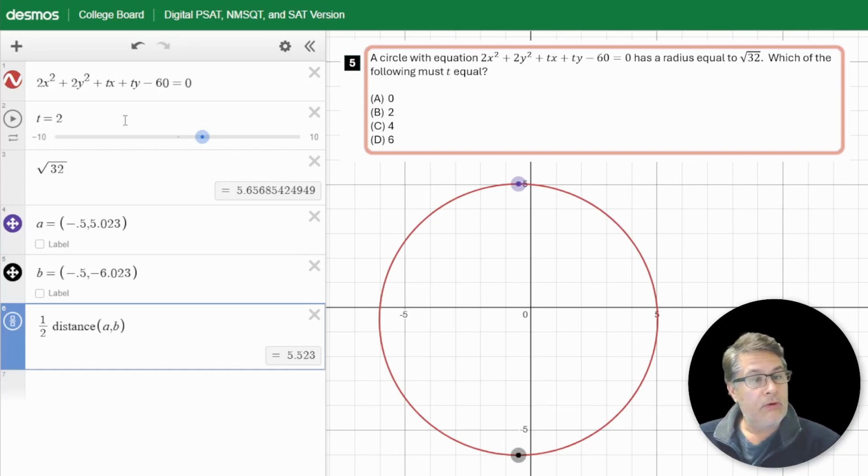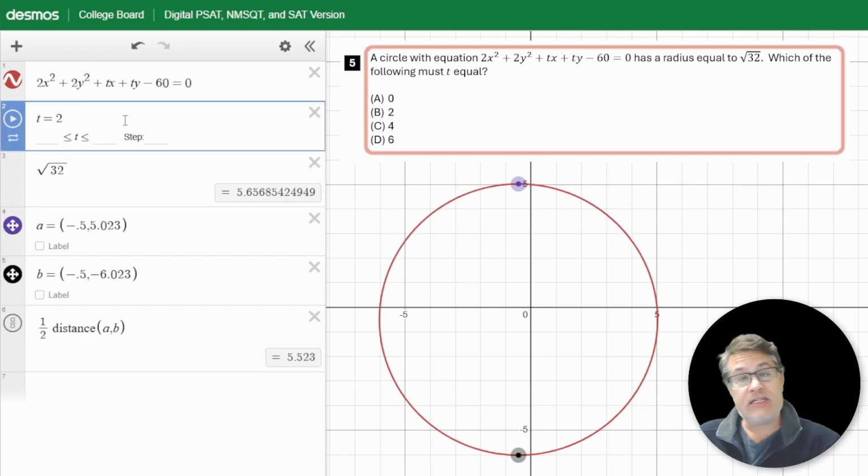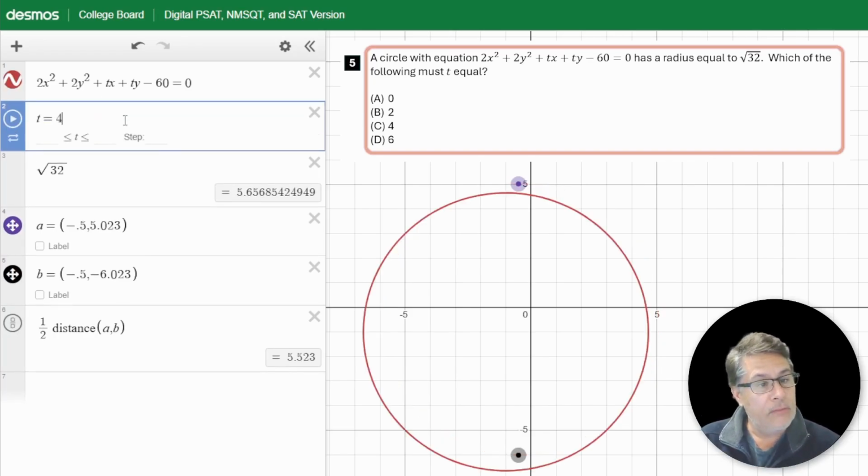So let's try 4. Okay, and by the way, if 4 doesn't work, then the answer has to be 6. So we're literally just testing 3 answers in total. So now I'm going to make it 4. And notice that my purple and black dots are no longer on this circle. That makes sense because it's changed the equation of the circle.